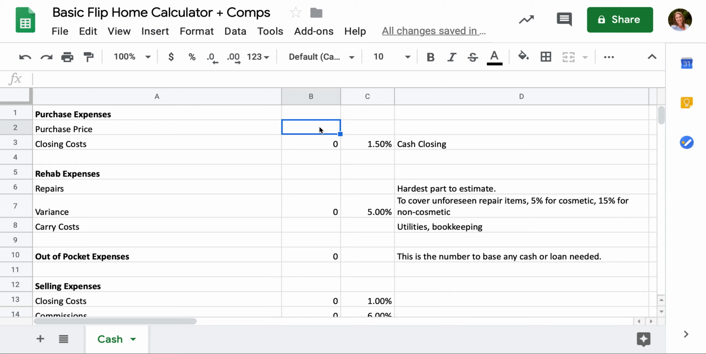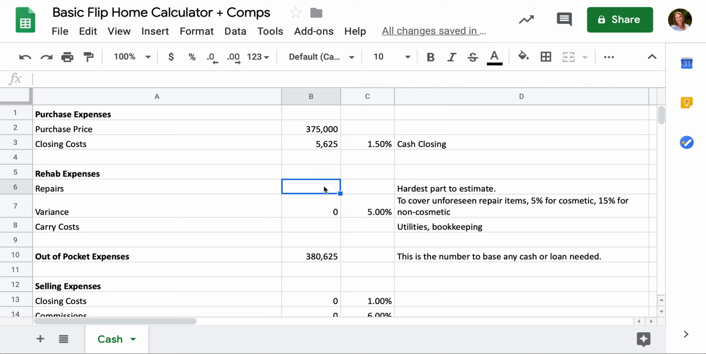So purchase price, let's say you buy a house for $375,000. We're going to estimate closing costs at 1.5%. As always, I run these calculations based on if you're paying cash for the property and for the renovation, because if you can get the returns to work on a cash basis, you can certainly get them to work if you put some financing or leverage or loan or whatever you want to call it on there.